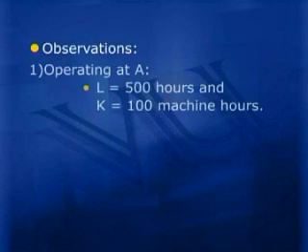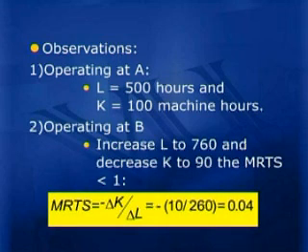Operating at point A, labor is 500 hours and capital is 100 machine hours. At point B, we increase the labor from 500 to 760 and we decrease the capital from 100 to 90. So what we have here is a change in capital of minus 10, whereas the increase in labor is 260, that is 760 minus 500. Now if we want to calculate the marginal rate of technical substitution, the formula is the same: MRTS is equal to minus change in K over change in L. Now our change in K is 10, divided by change in L, which is 260. So the marginal rate of technical substitution is approximately 0.04.